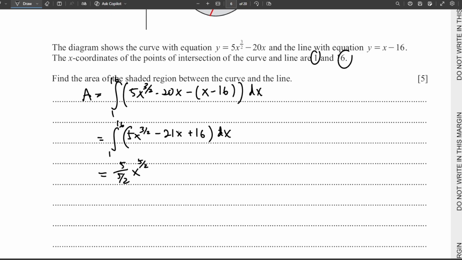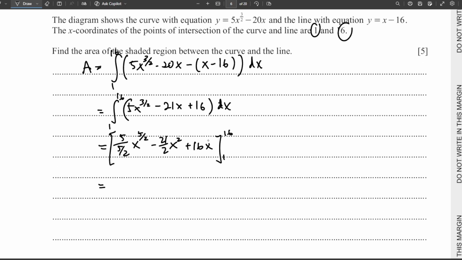And 21x here, you add 1 to the power, so it becomes x squared over 2, so 21 divided by 2. Then 16 is x power 0, so you add 1 to the power, becomes x power 1. And in this case, it is a definite integral. We have the limits, so we don't need to add the plus c, the constant, right? So we just directly plug in the limits, 1 to 16. And also remember, the top limit will be minus the bottom limit.